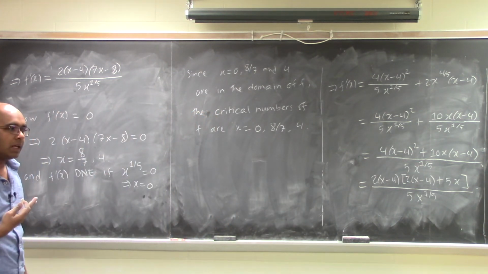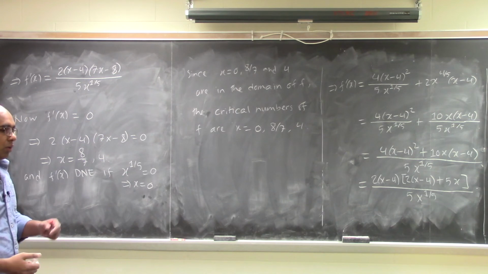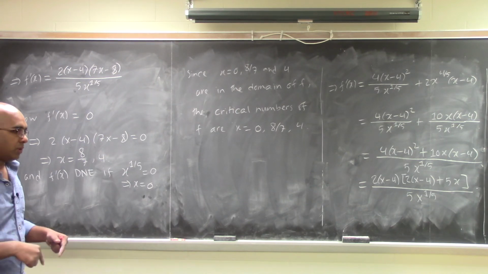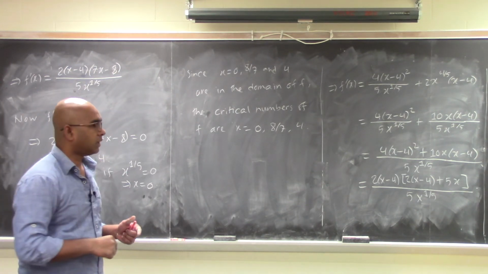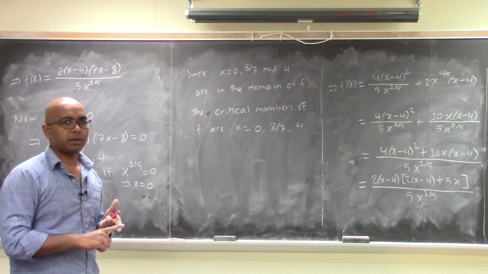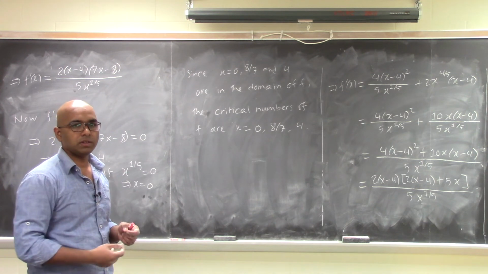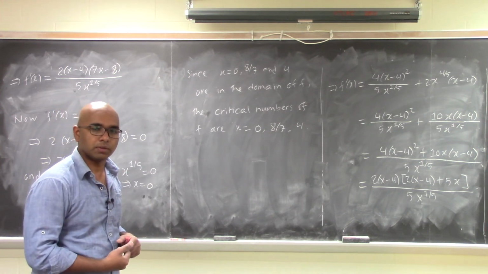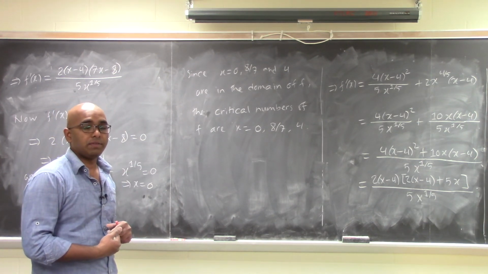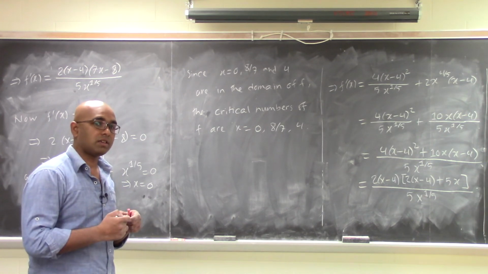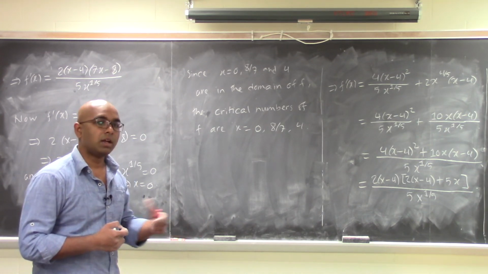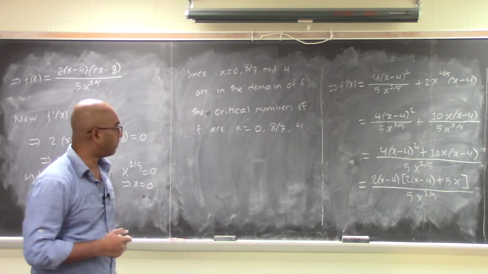Okay? All right, so just to rewind these things. If a function has a local extrema at a point, then those points will be critical numbers. But if we have critical numbers, that does not guarantee that it's going to be a local extremum.